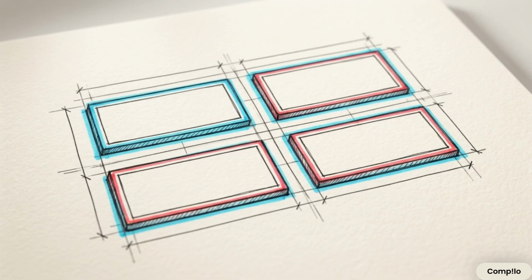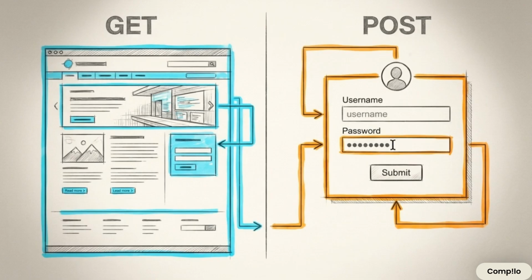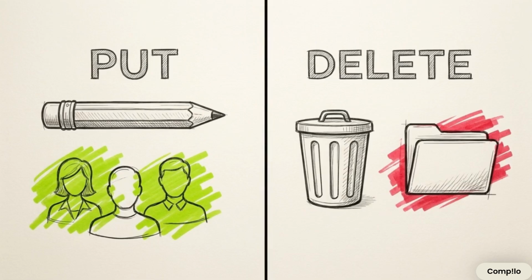To tell the server what to do with that resource, the client uses specific HTTP methods. A GET request retrieves data, such as loading a web page. A POST request submits new data to the server, like sending a login form. PUT is used to update existing data on the server, while DELETE removes a resource entirely.